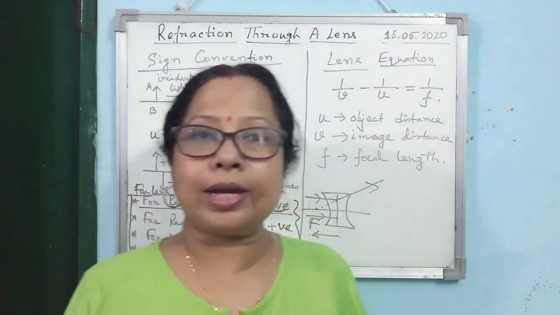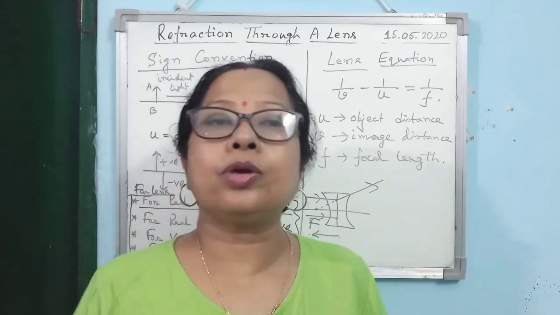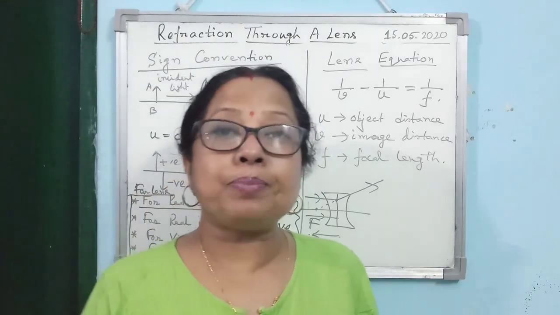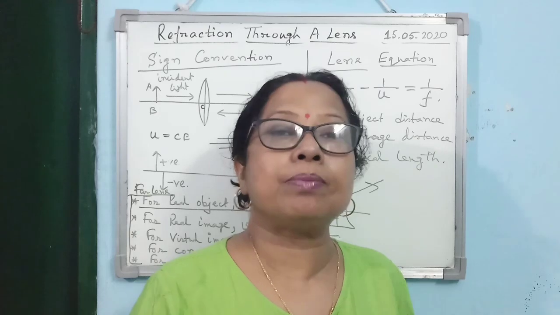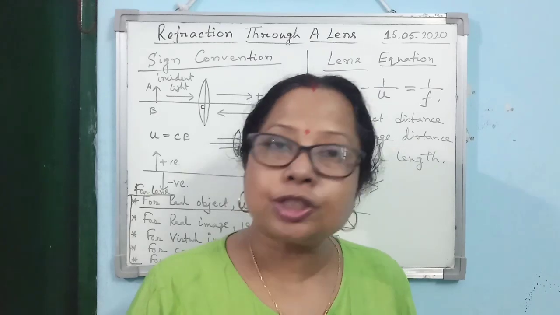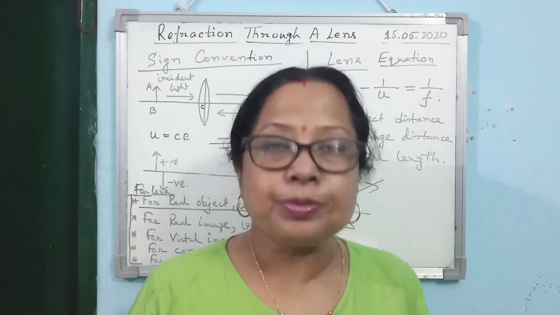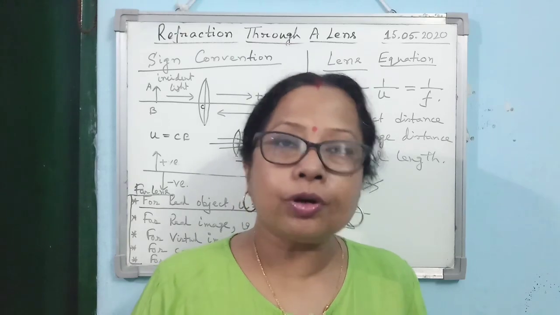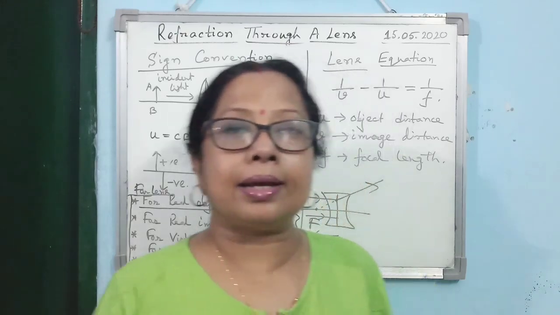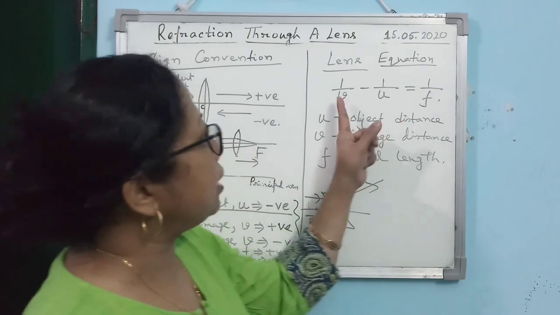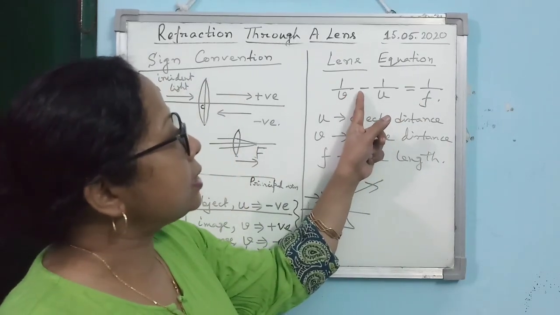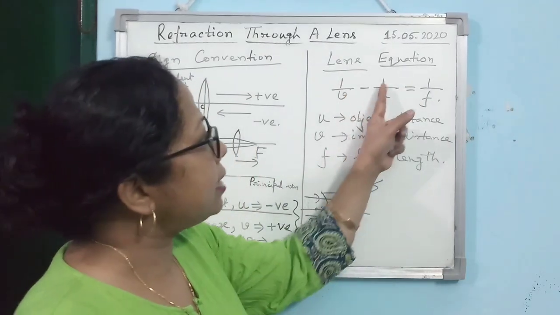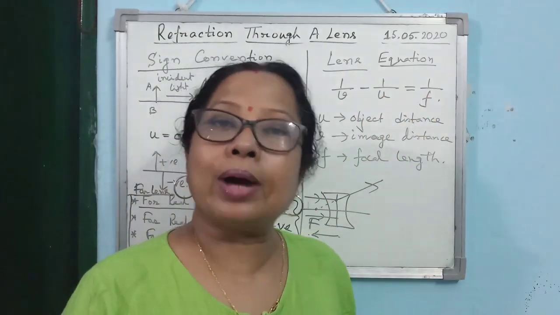Just like mirror equation, I hope you can remember, mirror equation was what? 1 by V plus 1 by U equal to 1 by F. V was the image distance, U was the object distance, and F was the focal length. So in the same manner, what is the lens equation? Only the difference is that lens equation is 1 by V minus 1 by U equal to 1 by F.